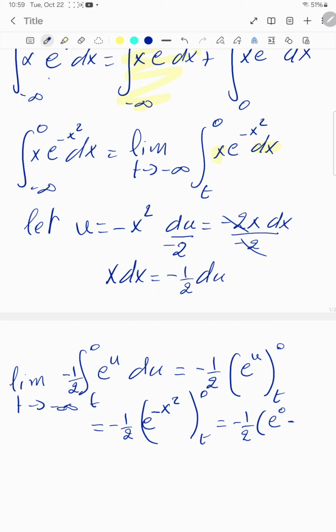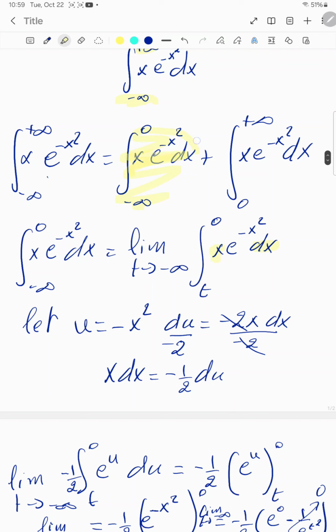Minus, and here there is a limit when t goes to minus infinity. Instead of writing e to the power minus x squared, I can write 1 over e to the power x squared, but I replace x by t, and when t goes to infinity that goes to 0. So my answer here becomes minus 1/2. E to the power of 0 is 1. 1 times minus 1/2 is equal to minus 1/2. And that would be the answer for this integral here.